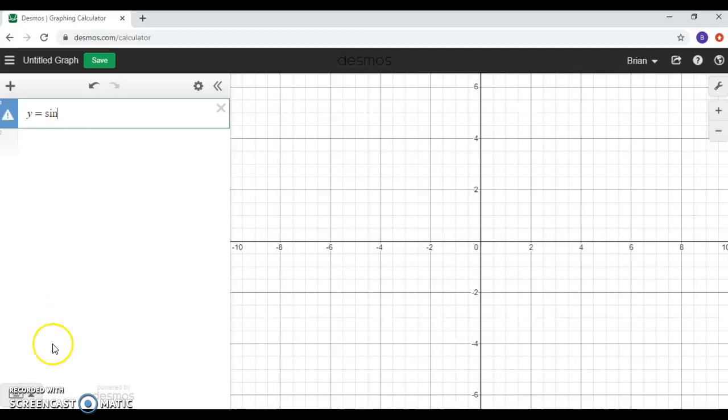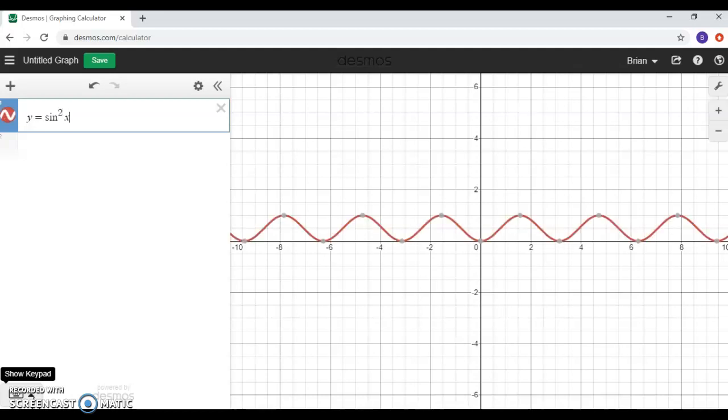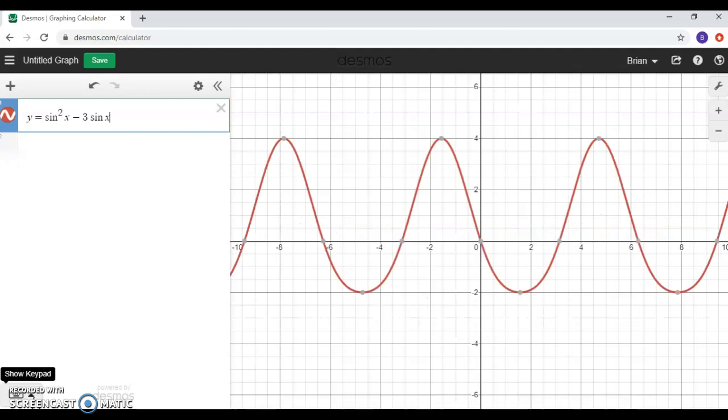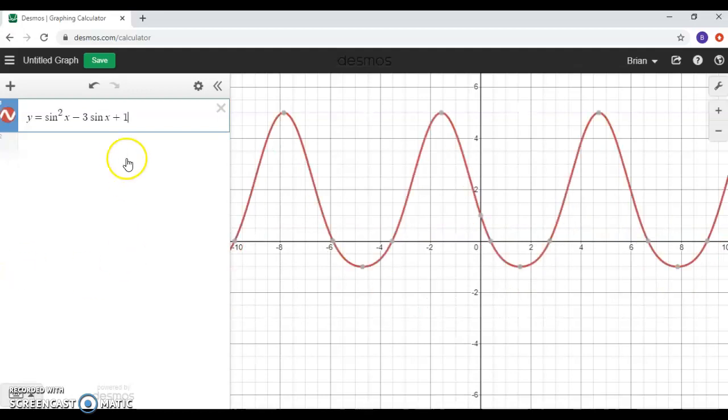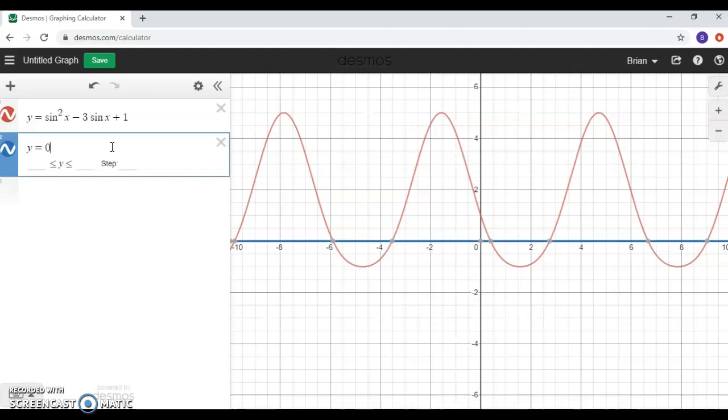And I've got a couple options. There's a little keyboard here. I don't typically like using the keyboard because it's just a little bit clunky. But if you want to do a square, look on your keyboard, number 6, there's that caret key. Just hit shift, and that'll give you an exponent. So I hit squared, so that's a 2, arrow down, x, and then minus 3 sine x plus 1. And my second equation, I want it to equal 0, so I'm going to write y equals 0. And so that's going to be my second equation there.